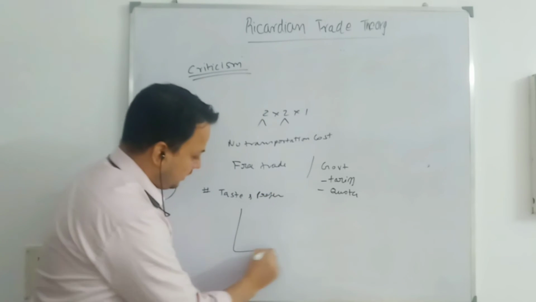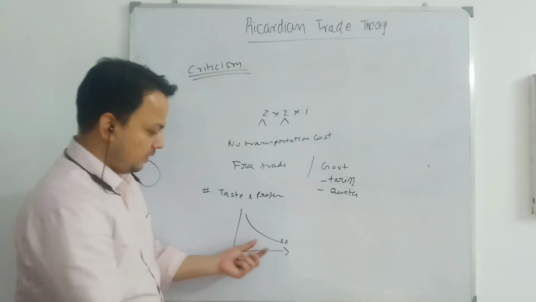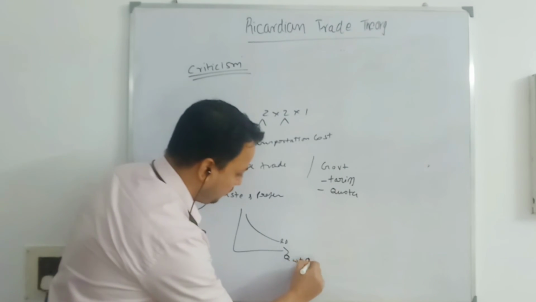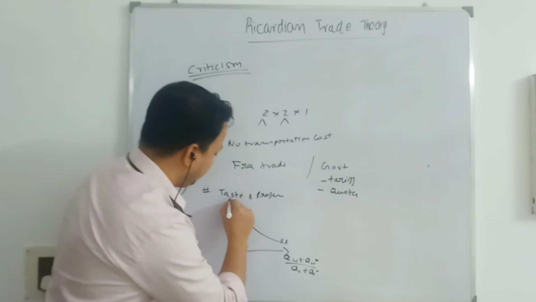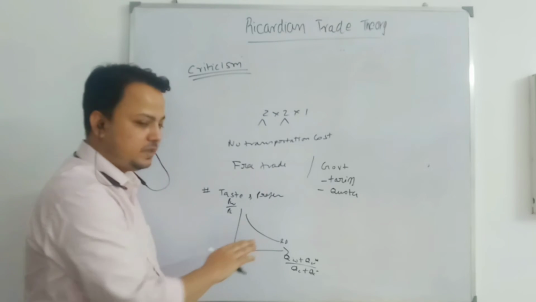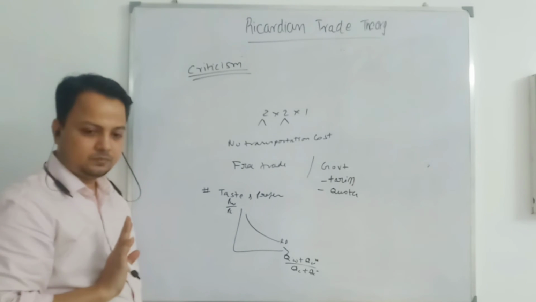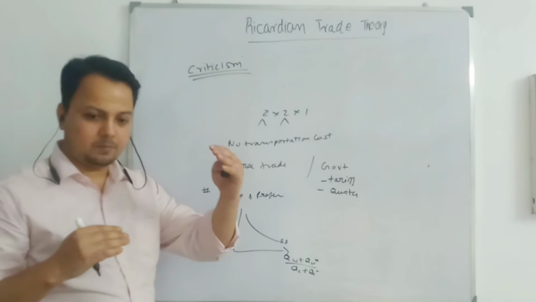The relative demand curve that I am drawing, that means this I have taken what? The relative supply of wine, Qw plus Qw star over Qc plus Qc star, Pw by Pc. That means home and foreign country, taste and preference is the same. But it may happen that both countries can be on different income levels.